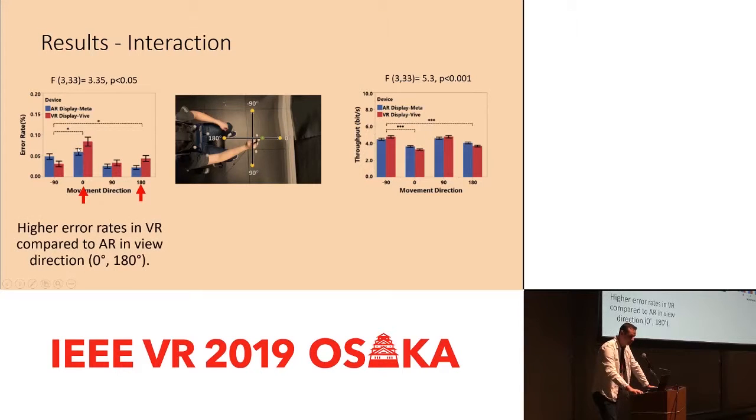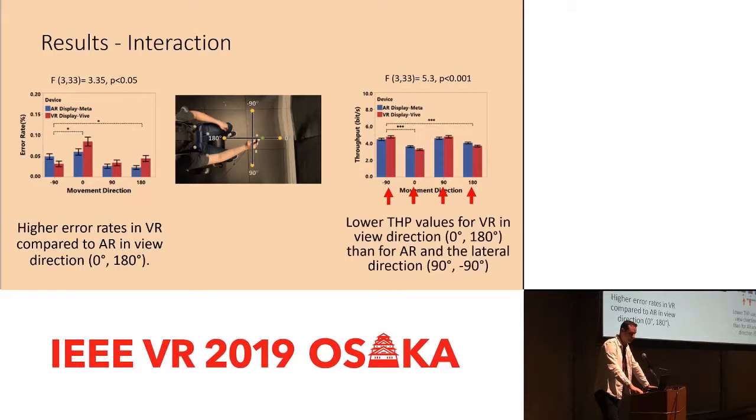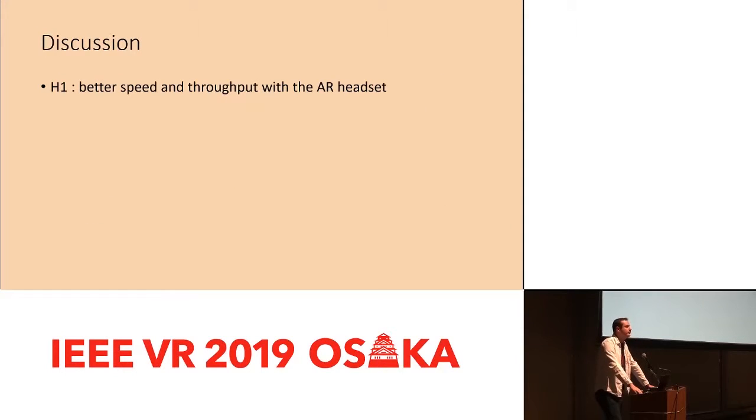The other thing is, when you look at the throughput results for the movements going further away and getting closer to the user, the subjects' throughput was less with the VR headset, but for minus 90, for the lateral movements, from left to right, we had the reverse effect.